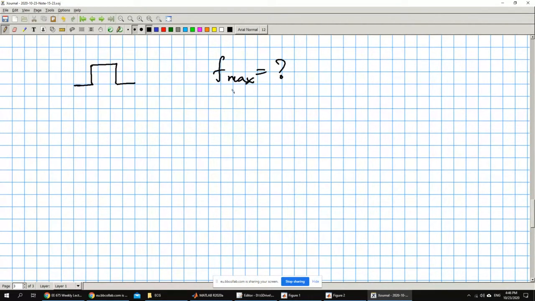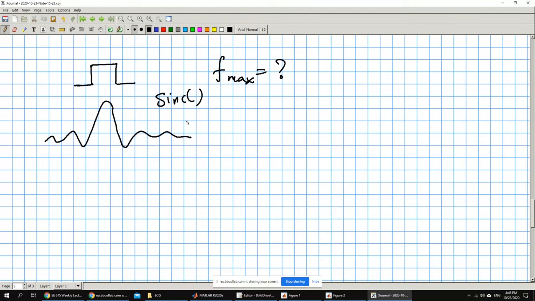What's F maximum for this? If you take the Fourier transformation, if you remember what we did in the Fourier transformation of something like this, it will be something like a sinc function. Where the sinc function, what is the maximum frequency of the sinc function?